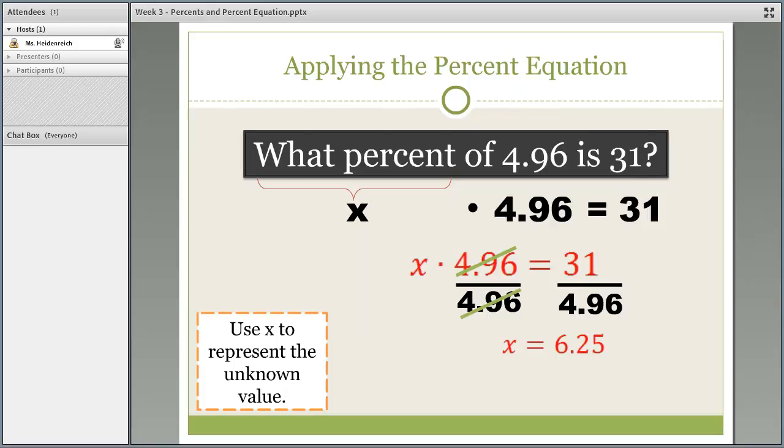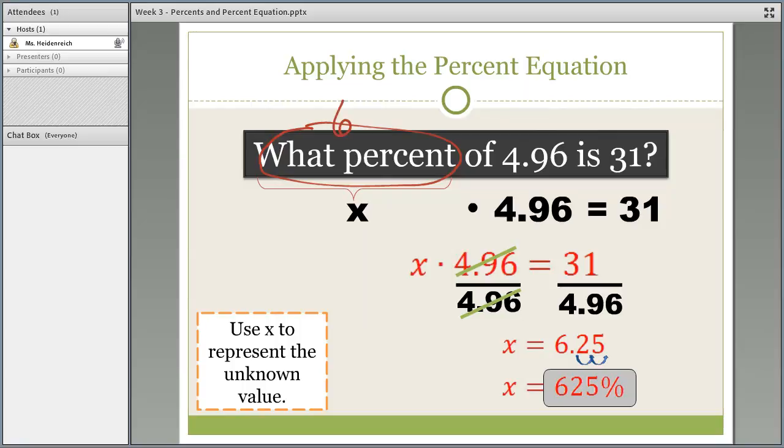Now that's not the final answer, because the question actually asked us for a percent. So we need to change our answer into a percentage at the end by moving the decimal point 2 places to the right, or multiplying by 100. So the real answer is x equals 625%.